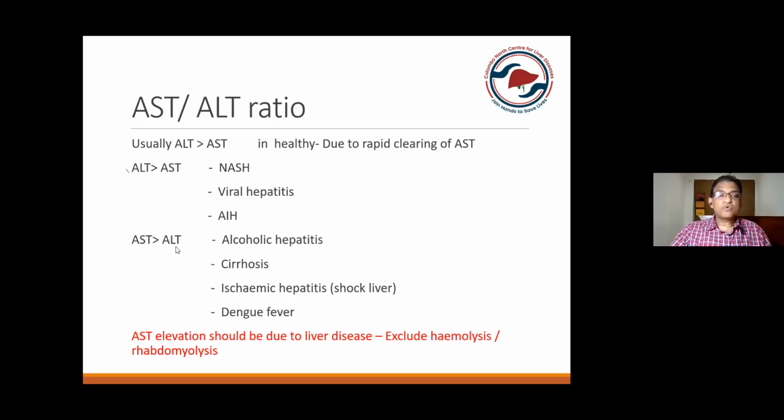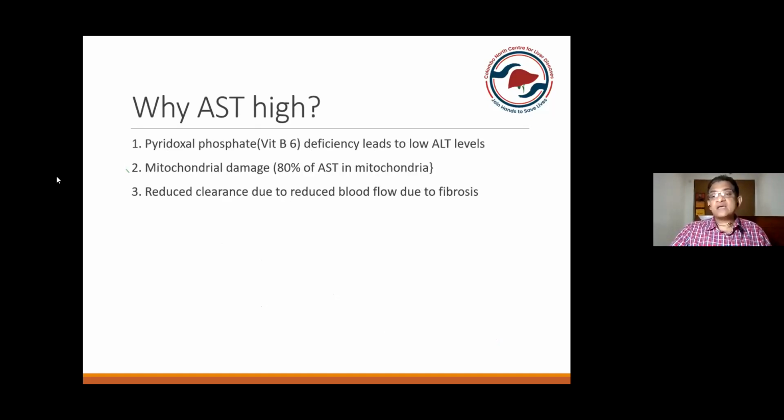And AST is more than ALT in alcoholic hepatitis, cirrhosis, ischemic hepatitis, that's shock liver, and dengue fever. And here the AST elevation should be due to liver disease, and you have to exclude hemolysis or AST coming from muscles before taking clinical decisions. So why is AST high? I will take an example, alcoholic hepatitis. Why is AST high? Due to many reasons.